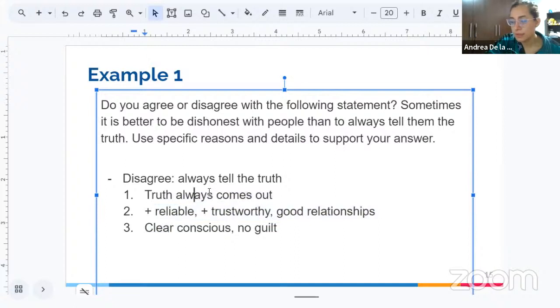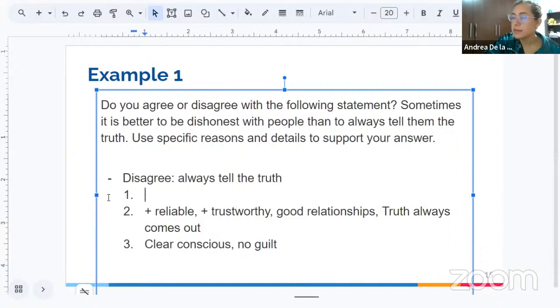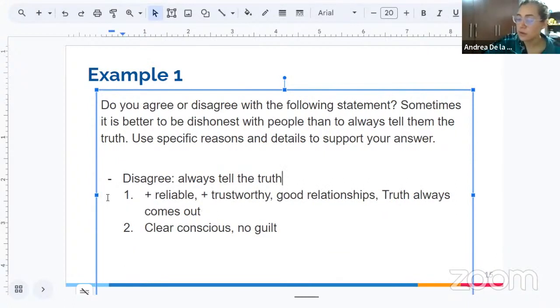What I would say is that if you think about it, number 1 is also related to number 2, right? Because the fact that the truth always comes out means that when you lie and the truth comes out and everybody finds out that you've lied, then you become an untrustworthy person, right? So people won't trust you, people won't rely on you, won't have good relationships. So I think that's related to reason 2. So I would maybe go for these 2 ones, right?